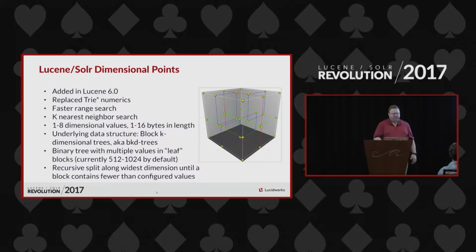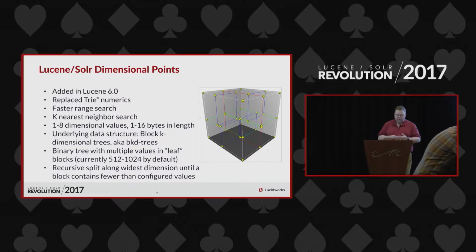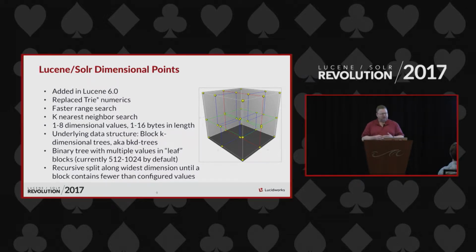Points can be used to drive faster range search and K-nearest neighbor search, which is what I'm going to be using it for. And they allow for storage of values that have between 1 and 8 dimensions and can be between 1 and 16 bytes in length. The underlying data structure is called a block K-dimensional tree, also called BKD trees. And they're just a binary tree with multiple values in leaf blocks. And the default in Lucene currently is 512 to 1024 in a leaf block.